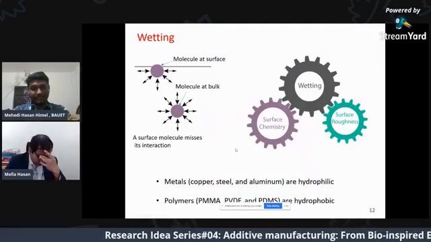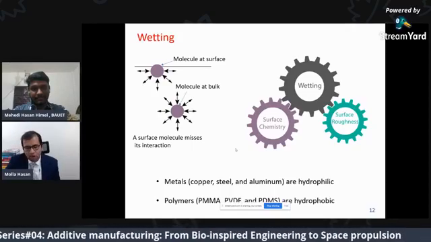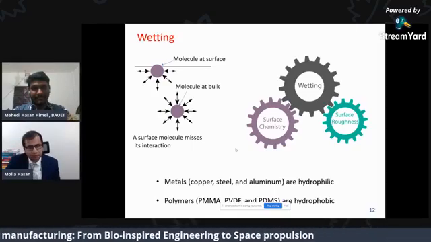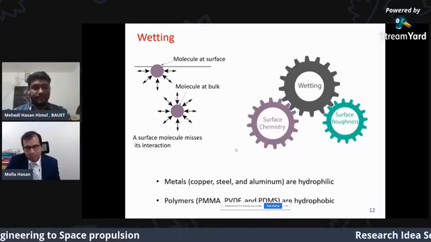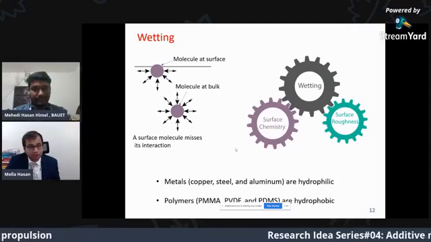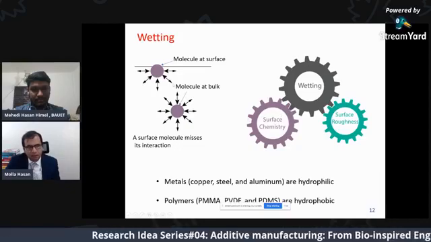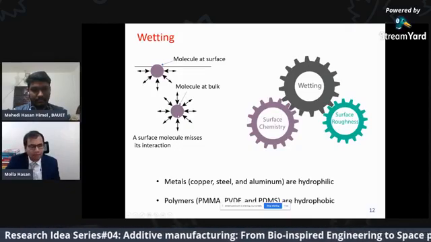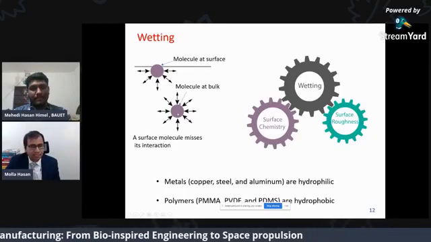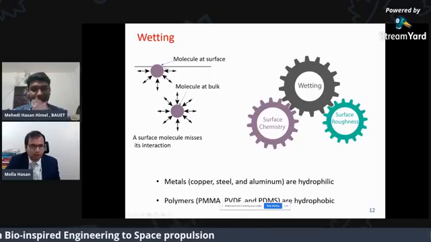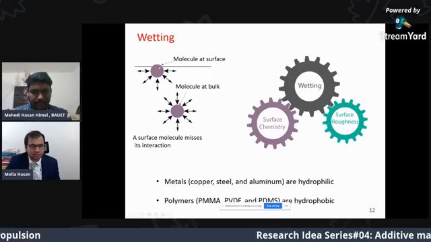Now, wetting is a phenomenon governed by two different parameters. One parameter is surface roughness, and the other is surface chemistry. Let me talk a little bit about surface chemistry. A molecule in the bulk and a molecule at the surface are not the same in terms of interactions. A molecule at the surface misses some of its interactions.